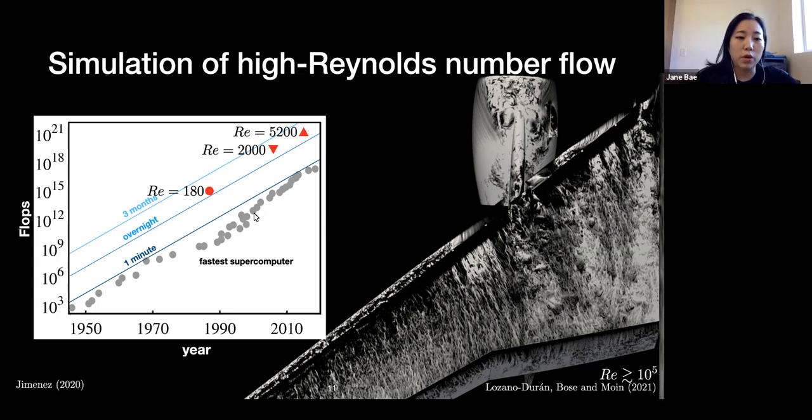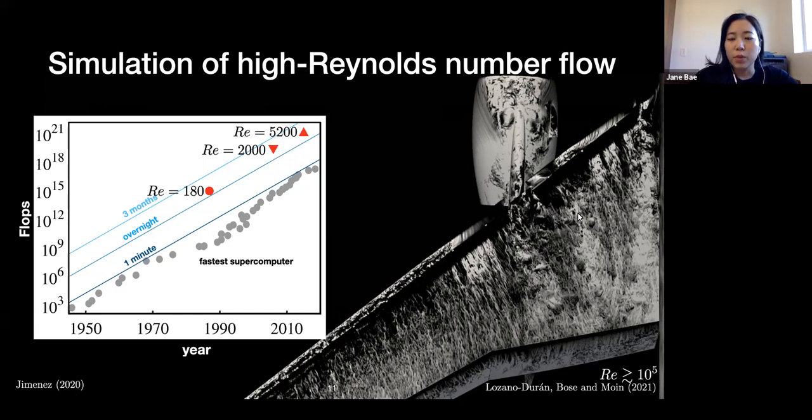So it's growing fast. Compared to that, this simulation right here, which has a Reynolds number of 180, is a barely turbulent flow. This was done in the 1980s, and you can see that it lies somewhere between this overnight and 3 month line. Obviously, this simulation didn't take up the full fastest supercomputer, so it took longer than an overnight simulation. But you can see where our state-of-the-art high Reynolds number flow lies. More recently, we've had a Reynolds number of 2,000 and about 5,000, and they all kind of lie between this overnight and 3 month simulation.